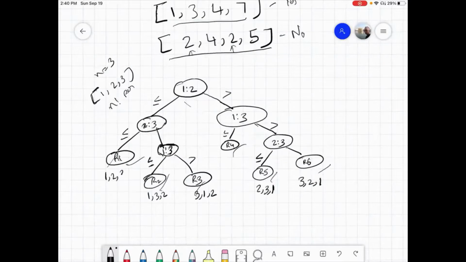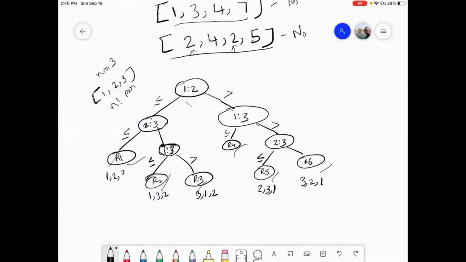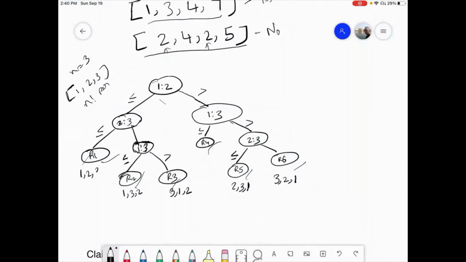So we know that sorting leads us to n factorial leaf nodes, so the lower bound for the sorting algorithm is log of n factorial. That leads us to omega of n log n.